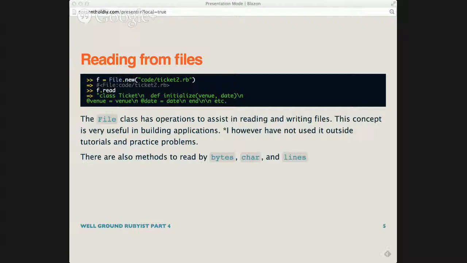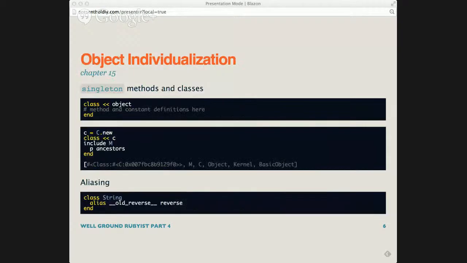But just FYI, if you ever need to use it, you know it's possible. And it's easy enough just to pull up the Ruby documentation and read how to use files in the IO class. So with that being said, I'll just move on to chapter 15, which is object individualization.